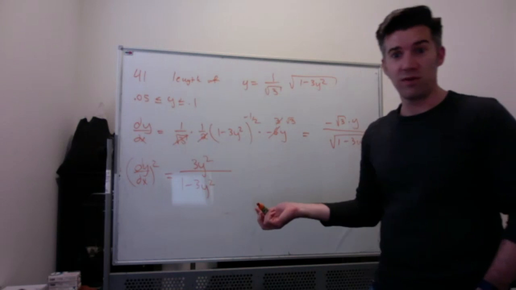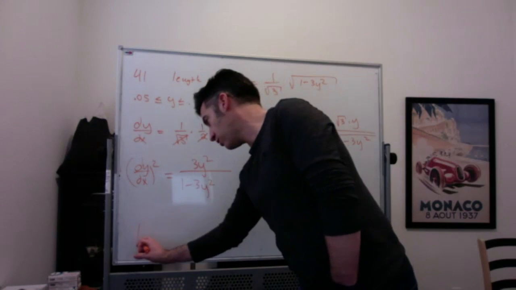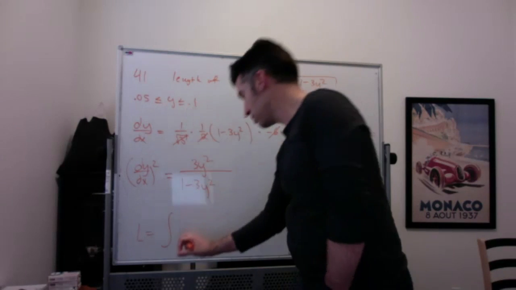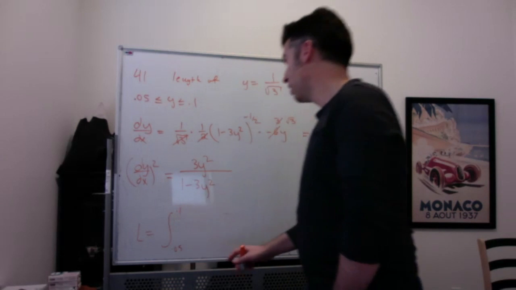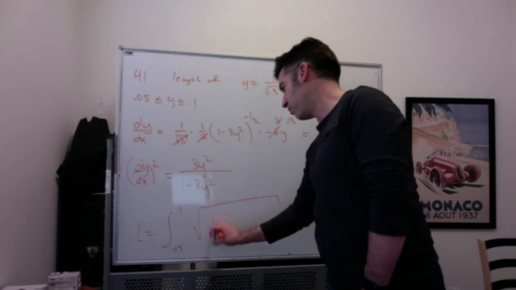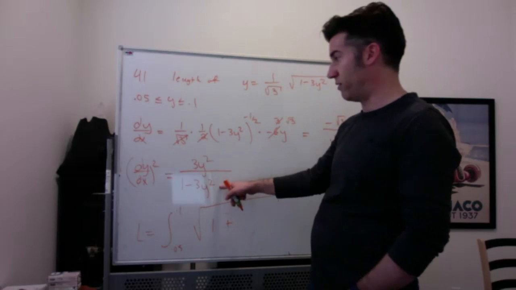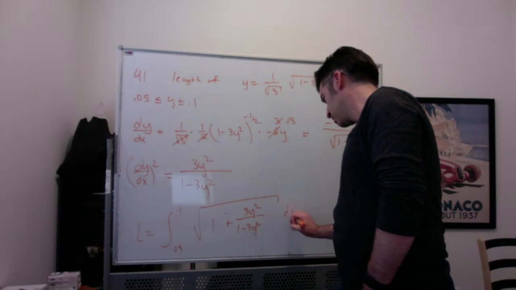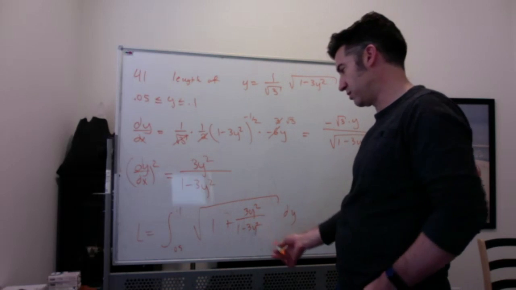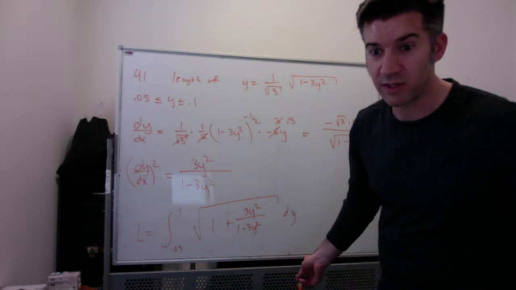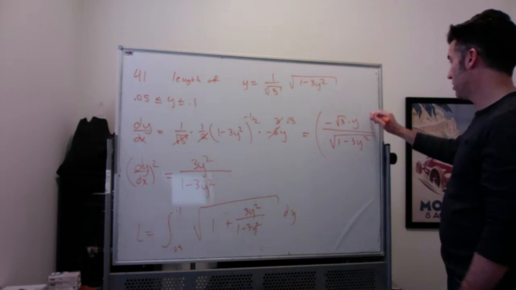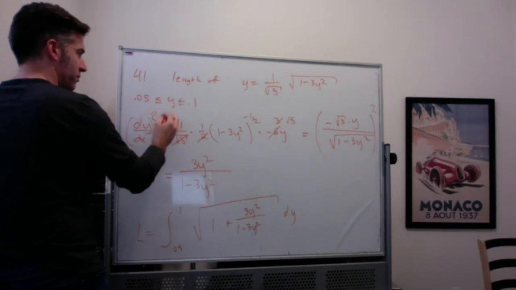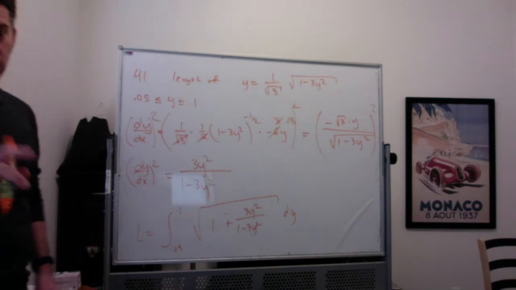So then we're going to throw this into the formula, right? That the arc length is the integral from 0.05 to 0.1, the numbers are almost never nice, of the square root of 1 plus this derivative squared. So it's the square root of 1 plus 3y squared over 1 minus 3y squared. And definitely I should get a common denominator. So the negatives stay? No, because it's squared stuff. It's a good question, right? That squared means we get rid of the negative. But yeah, excellent question.